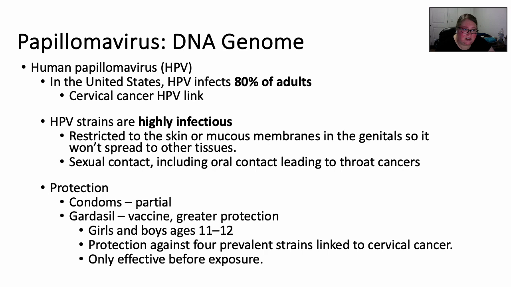So how do we protect ourselves against HPV? Well, condoms, like in our case history, do offer partial protection. But what's even better is that we have a vaccine now that offers more protection than condoms can. It's called Gardasil. Both males and females from ages 11 to 12 are highly recommended to get this vaccine. Okay, so this vaccine protects against the 4 strains that are most closely linked to cervical cancer and anal cancers.